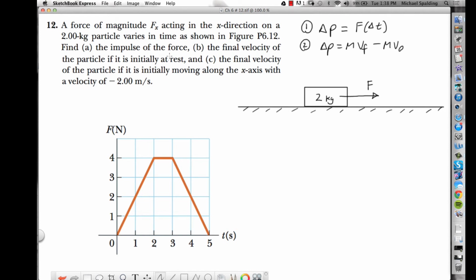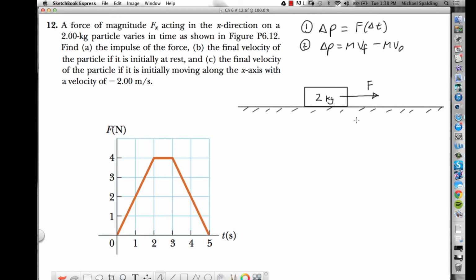Number 12. We have a force acting in the x direction. So look, I drew you guys a diagram so you can understand this. You've got this force acting in the x direction on this 2 kilogram object. It varies in time. So look, it's not a constant force.